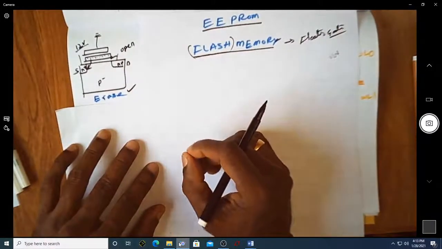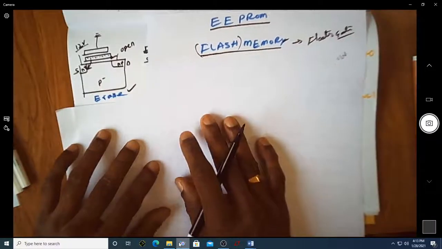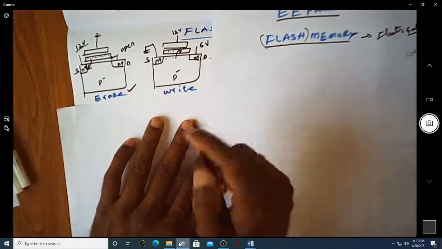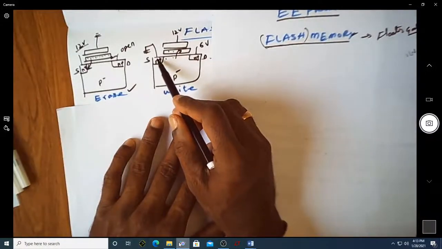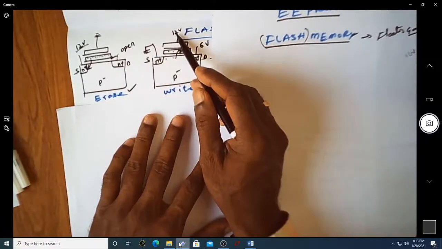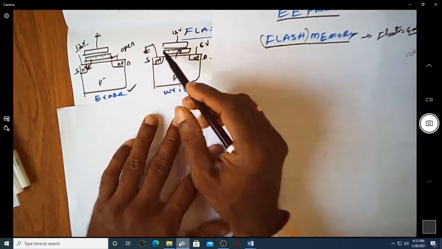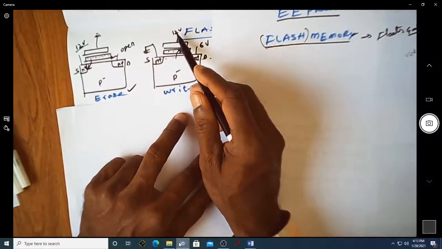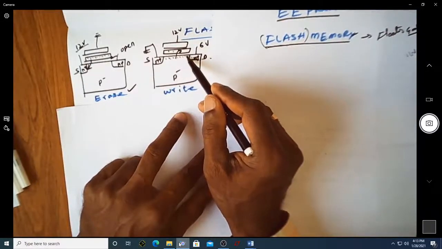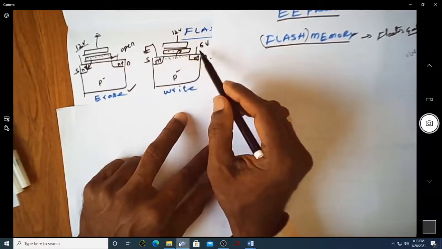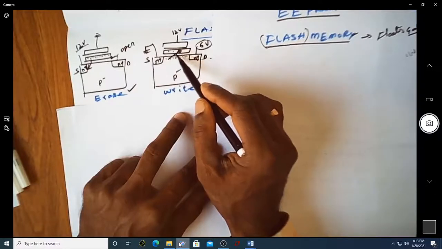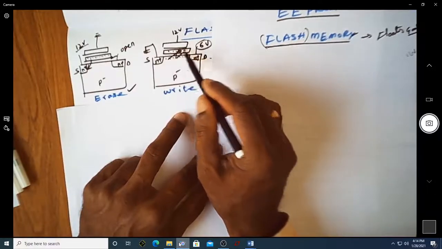Assume that you want to store a particular value. If you want to store a particular value, this is the process. What we are doing is grounding the source, applying 6 volts, and applying sufficient voltage at the gate. Let us try to understand what happens here. Since you apply 12 volts, there are a lot of electrons in this channel region. Since you applied 6 volts, because of tunneling, the electrons will get trapped in this particular region.